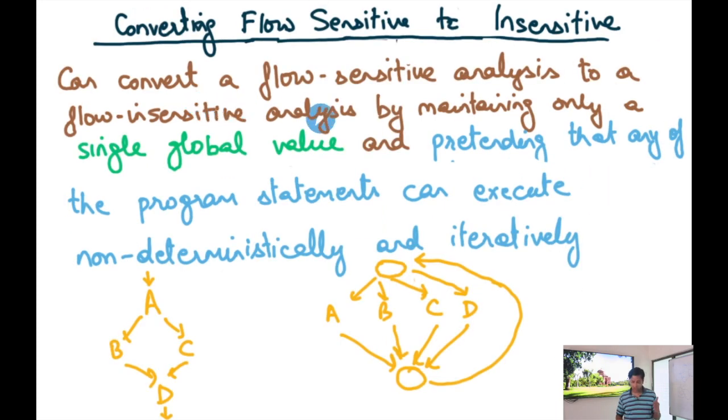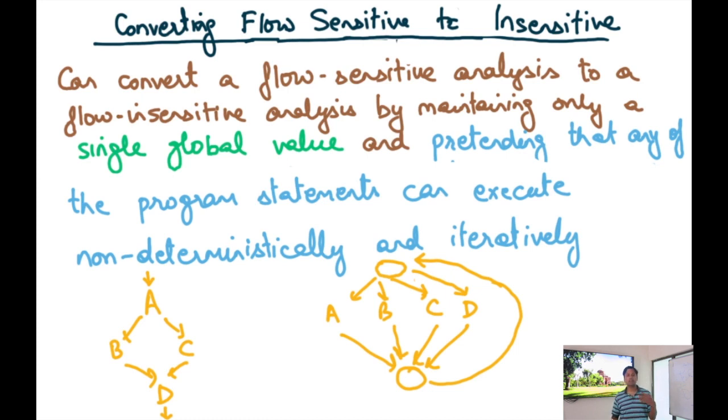Now here is the interesting fact: I can convert a flow sensitive analysis to a flow insensitive analysis by maintaining only a single global value and pretending that any of the program statements can execute non-deterministically and iteratively. So let us say this was my original program control flow graph, which has this nice structure. It's a diamond shaped structure, A, B, C, D. I just pretend that I completely break this structure and that any of these statements can execute non-deterministically after any other statement. So maybe the first time C can execute, the next time it goes back in the loop, maybe B can execute, the next time, maybe D can execute. And so any of these instructions can be picked up non-deterministically and executed next.